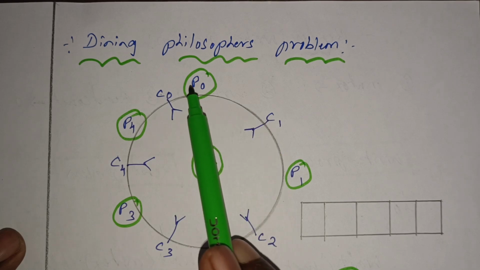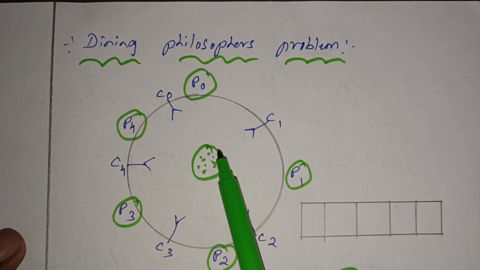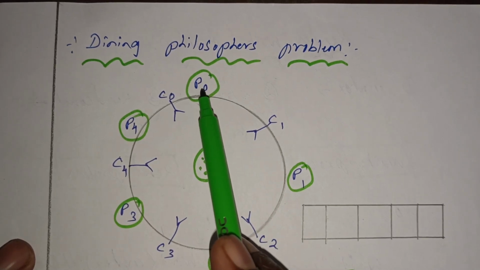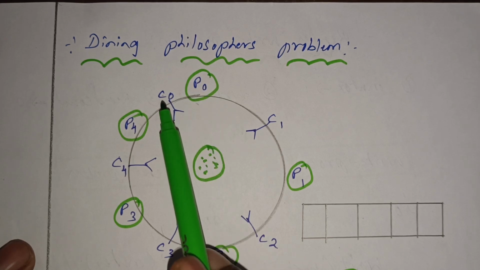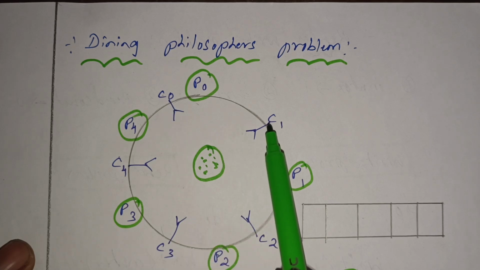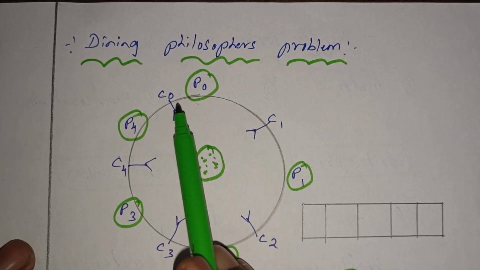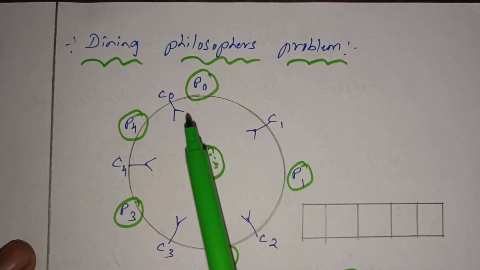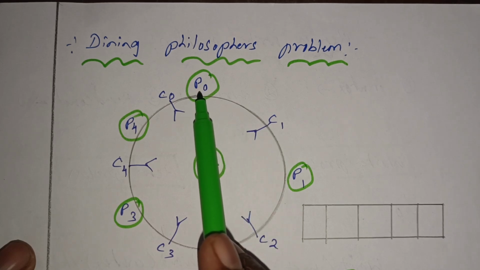C stands for chopsticks, P stands for philosopher. So a philosopher can only eat if both the left and right chopsticks of the philosopher are available. For example, if philosopher 0 wants to eat, the basic requirement is that chopstick number 0 and chopstick number 1 should be free. Only then does this philosopher take these chopsticks for eating. Here I am pointing only at P0, that is philosopher 0.